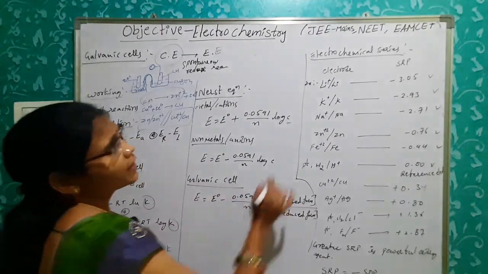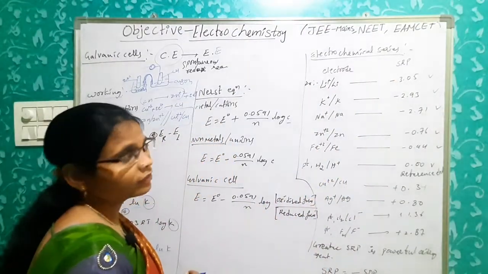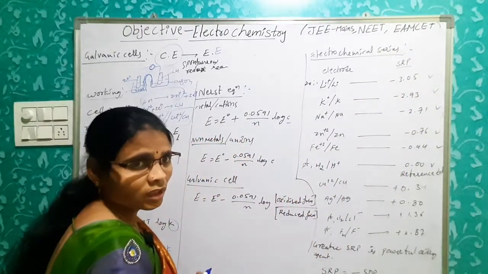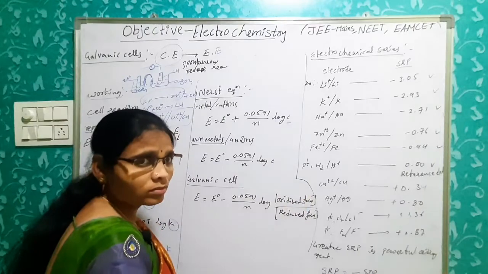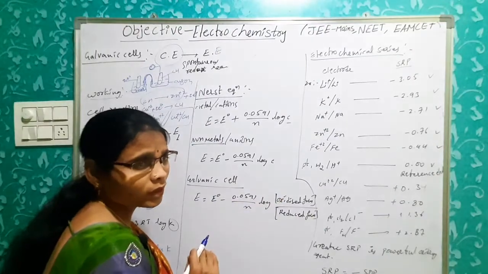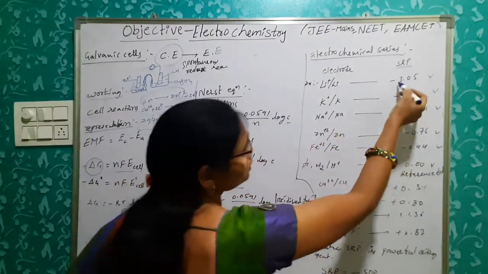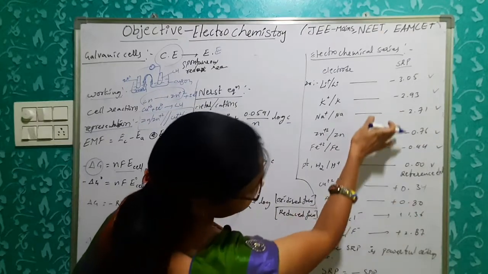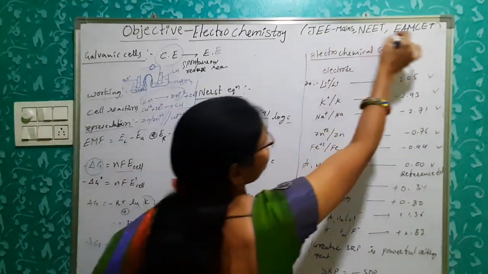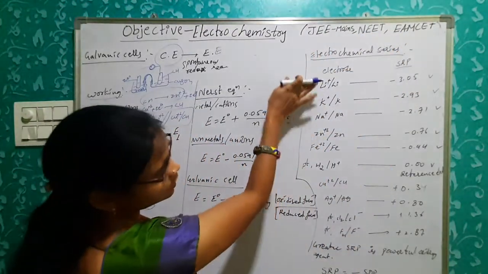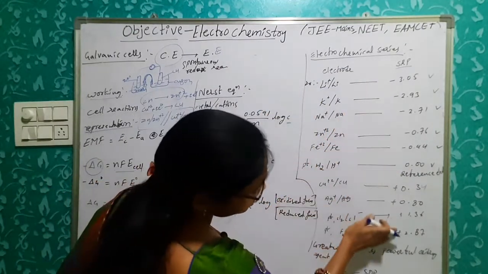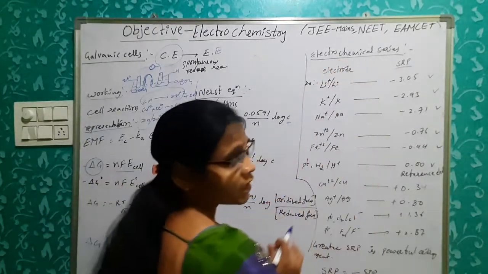Next, the electrochemical series. How to define it? Here SRP values mean standard reduction potential values. In standard conditions, reduction potential means the amount of energy required for the reduction of that element. I am writing the electrodes in increasing order of standard reduction potential values. So the arrangement of different electrodes in increasing order of their standard reduction potential values is called simply the electrochemical series.